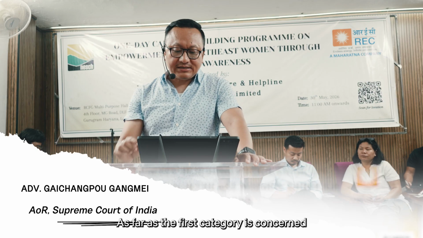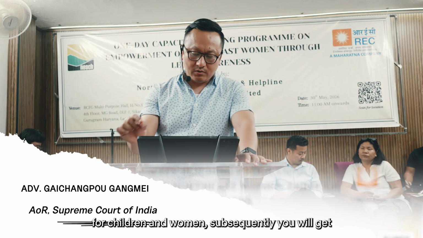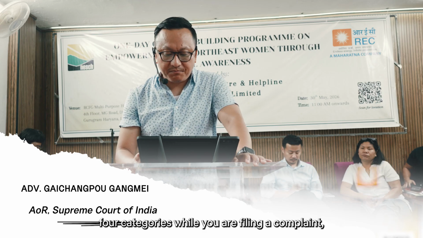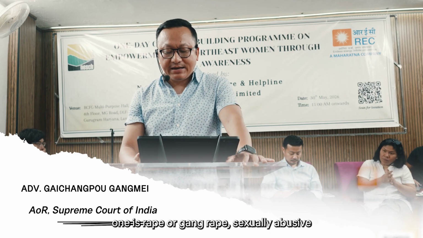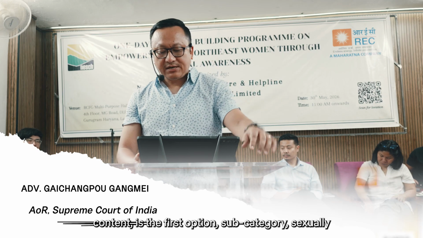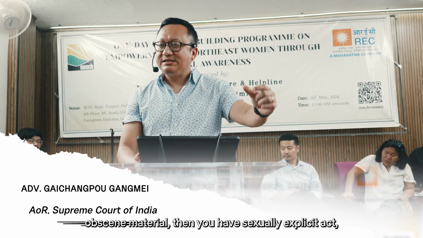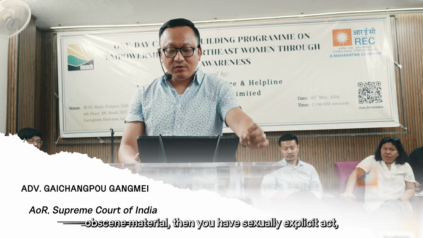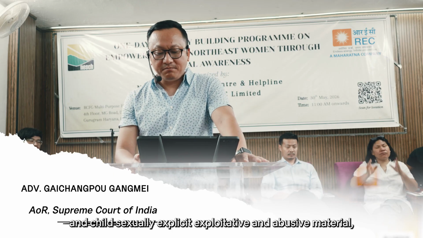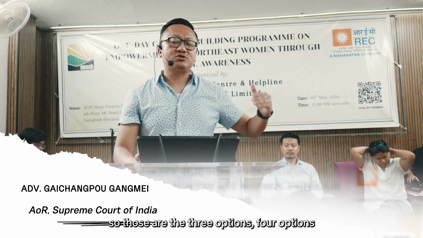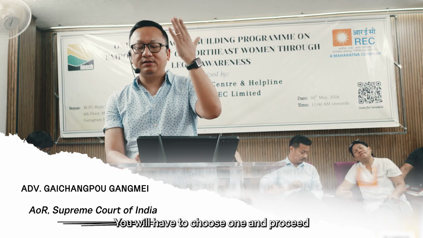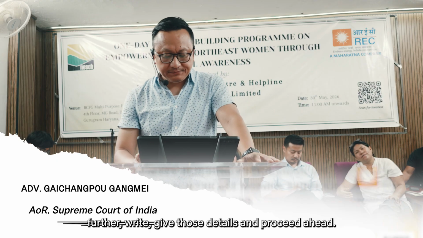As far as the first category is concerned, for children and women, you will get 4 categories while you're filing a complaint. One is rape or gang rape, sexually abusive content is the first option. Subcategory, sexually obscene material. Then you have sexually explicit act and child sexually exploitative and abusive material. So those are the 4 options that you will get if you enter into this problem. You will have to choose one and proceed further, give those details and proceed ahead.